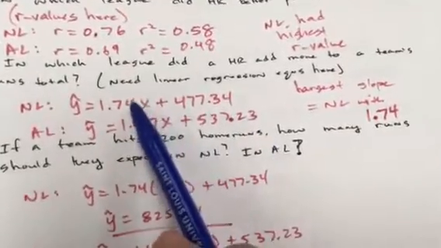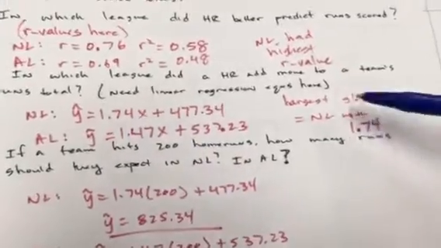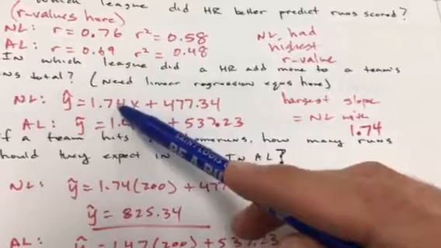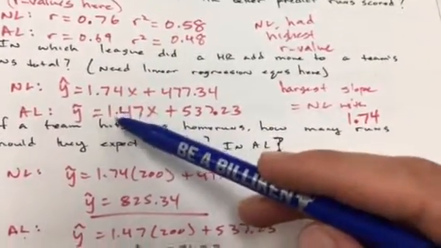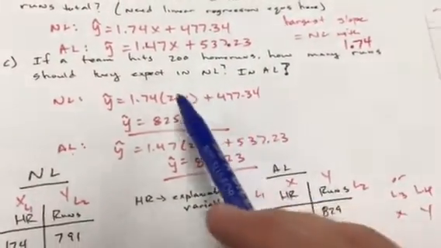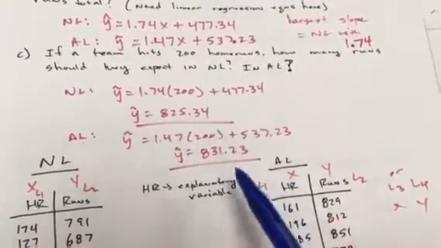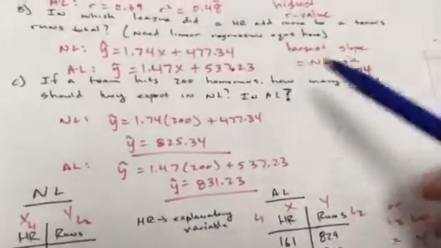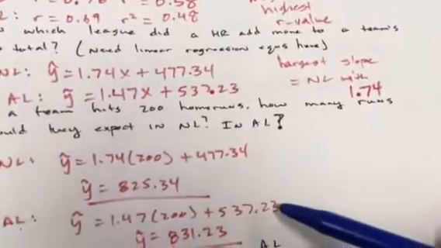What's the highest slope? What's the largest slope? So it should be, yep, largest slope, 1.74. That means when an NL team hit a home run, they got 1.7 runs added to their run production totals, whereas the AL only got 1.47. For 200 home runs, plug that in for x in both equations. In the NL, you get just over 825. In the AL, you would get 831.